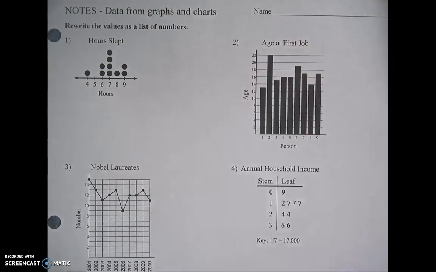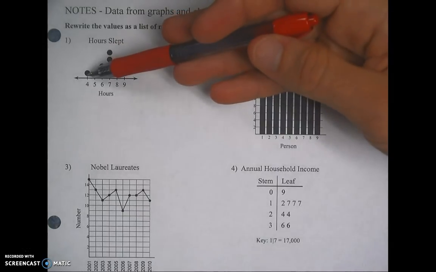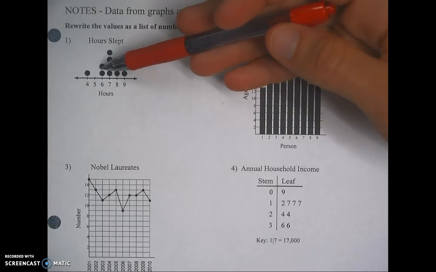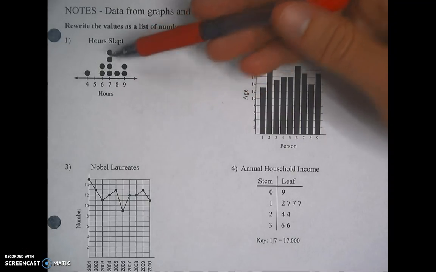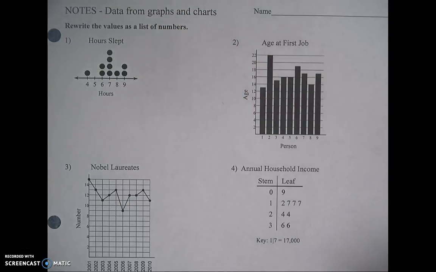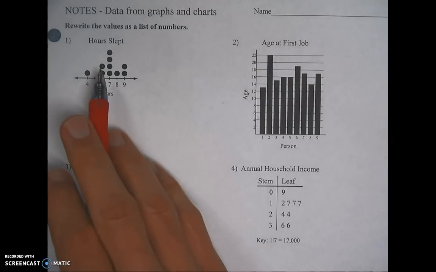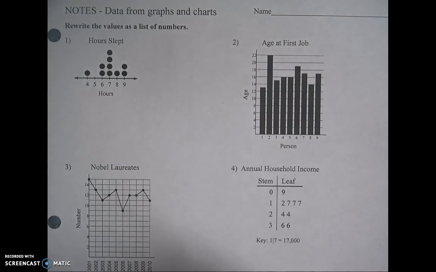They surveyed how many hours of sleep people get, and one person said 4. 2 people said they get 6 hours of sleep a night. 4 people said they got 7, so on and so forth. So that's how we interpret these dots. Each one is one piece of data, one person.